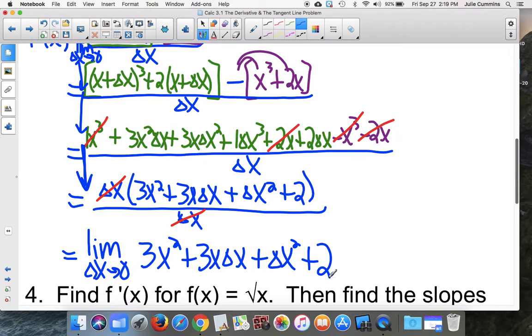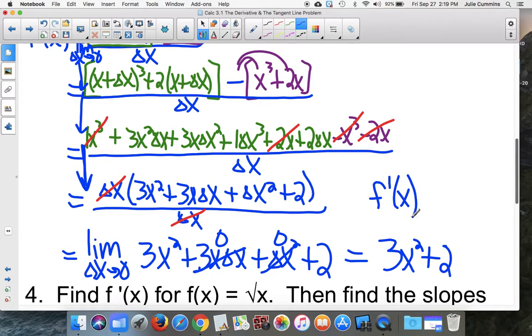Now remember, we're taking the limit as delta x is approaching 0. We can plug in delta x. This is going to be 0, and this is going to be 0. So our limit is going to be 3x squared plus 2. That's our answer. The derivative of our function f is 3x squared plus 2.